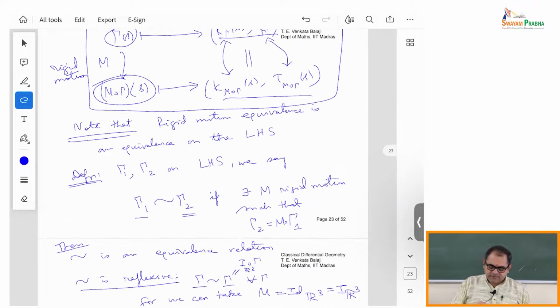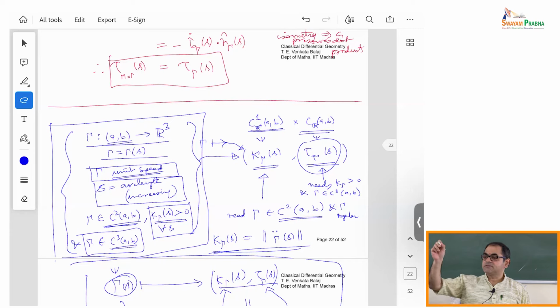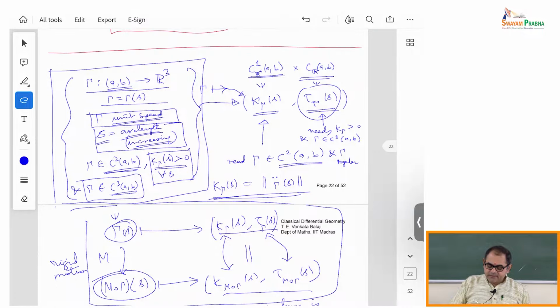So this set here that I've written on the left side, okay, what is this set? This open interval AB is fixed, and these functions gamma are given from AB into R3. So you're going to trace out curves. So these are space curves, where the condition is that S should be the increasing arc length. So it's a unit speed parameterization, and the curvature function is always positive, and the function gamma itself, the parameterization itself, should be C3. Okay.